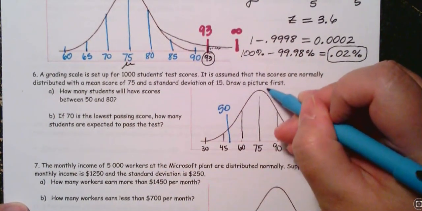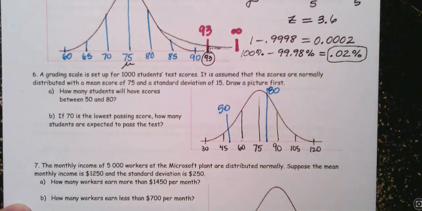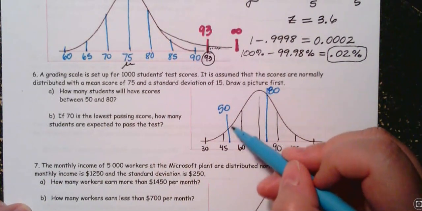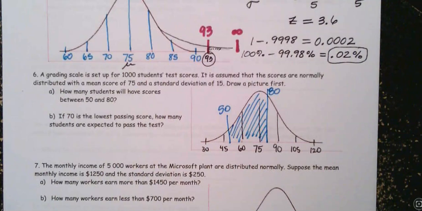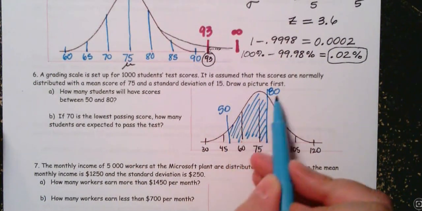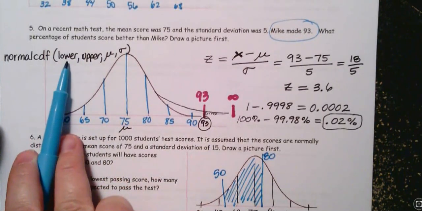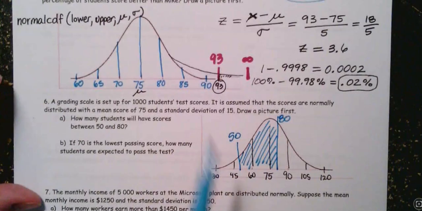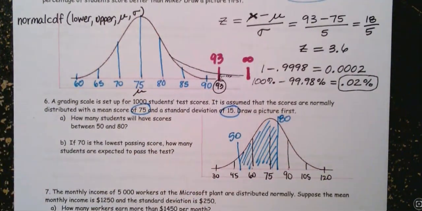And here's 80. And we want to know how many students are between here. So first we're going to have to figure out what percent of students is between there, and then deal with that at 1,000. Okay, so my left boundary here is 50 and my right boundary is 80. So when I do the normal CDF, I'm going to do 50 first and then 80. Then my mean is 75 and my standard deviation is 15.